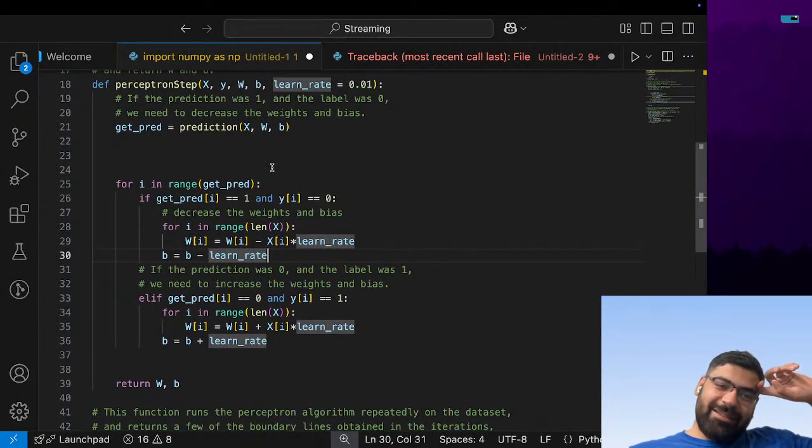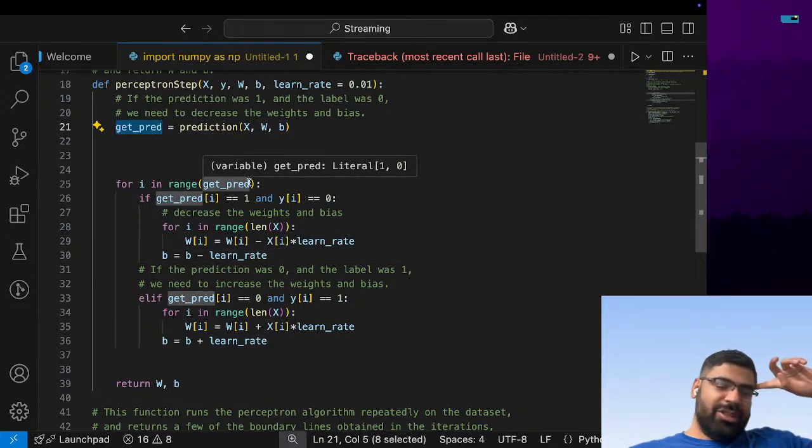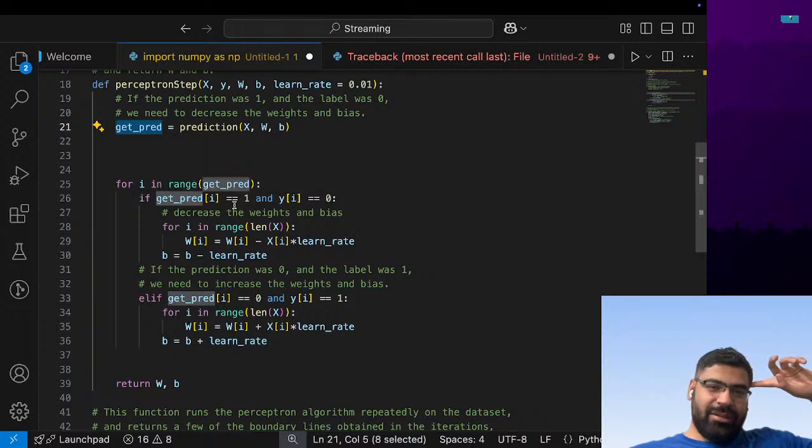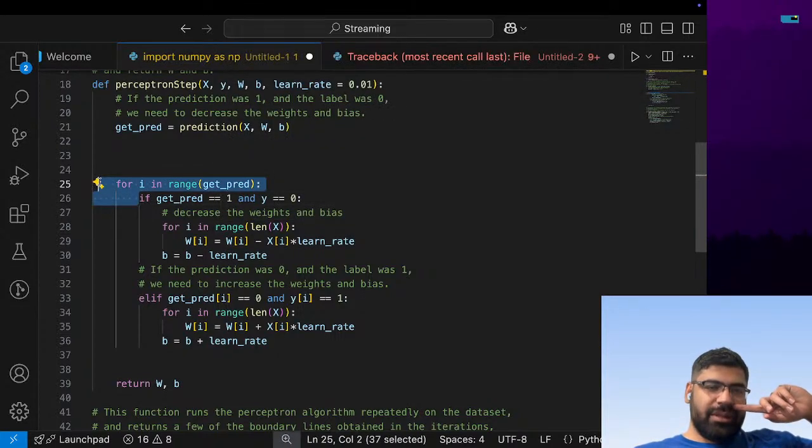But getting back to the perceptron. We get our prediction. We check if this is right or wrong. We compare the prediction to the label y. I think that's how we do it.